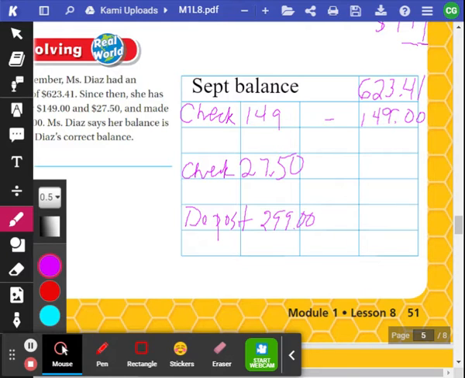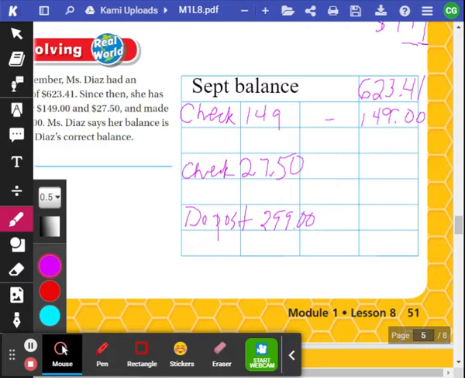1 minus 0 is 1. 4 minus 0 equals 4. Bring down my decimal. I can't take 9 from the 3, so I need to regroup, and this becomes a 13. 13 minus 9 equals what? Very good, it's 4. And then regroup. This becomes a 5. 1, so 11 minus 4 equals, good job, 7. And then that's 4. So that's $474.41.